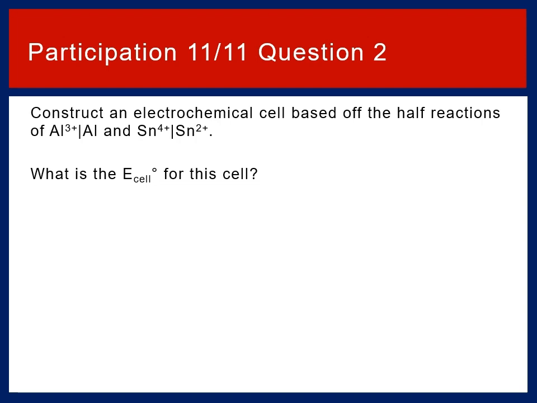Participation 1111, question 2. Construct an electrochemical cell based off of the half reactions of aluminum 3+ to aluminum and Sn4+ to Sn2+. What is E cell naught for this cell? This is the second question on participation 1111, due Tuesday, November 11th at 11:59 p.m. over on Blackboard. The link to the assignment is right below the links to these videos. Again, construct an electrochemical cell based off the aluminum and tin half reactions. You might have already done that. What is the E cell naught for this cell? Just looking for the value of E cell naught. You maybe already did some of this.